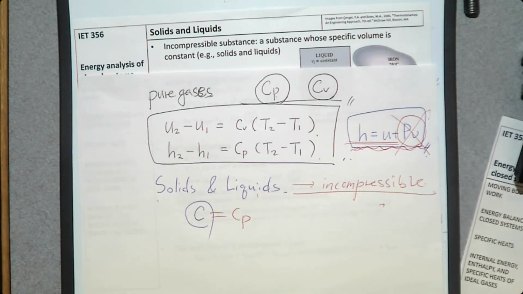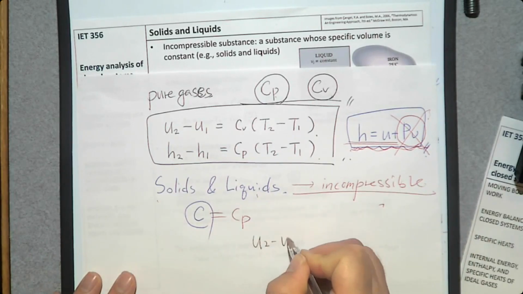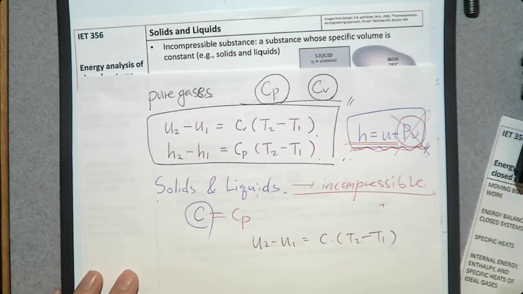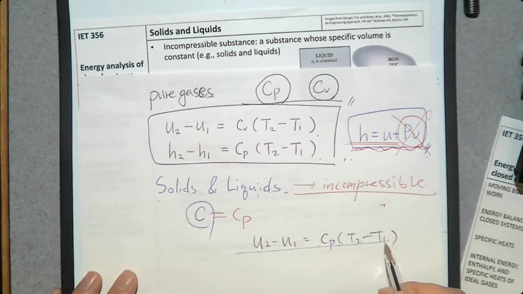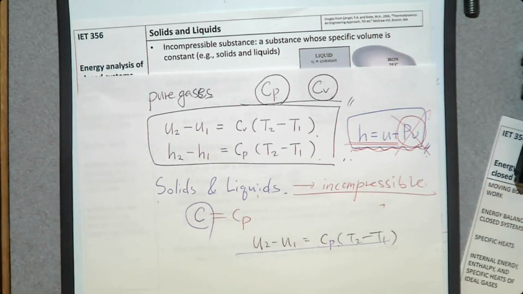Then how can you use this C? If you want to determine U2 minus U1, it is just C times T2 minus T1. But because people like to call this specific heat Cp, it's going to be Cp times T2 minus T1. Don't get confused with this Cp. For pure gas, Cp is only to determine H2 minus H1, but for solids and liquids, there's no difference here. So there's only one specific heat. Okay? That's everything.